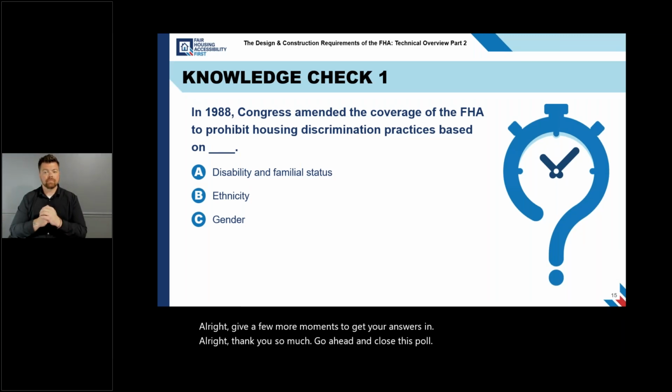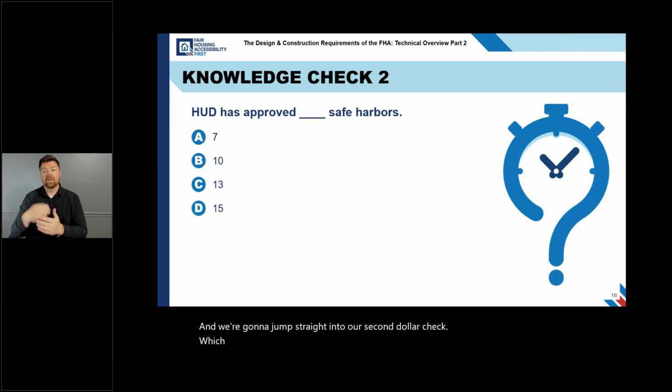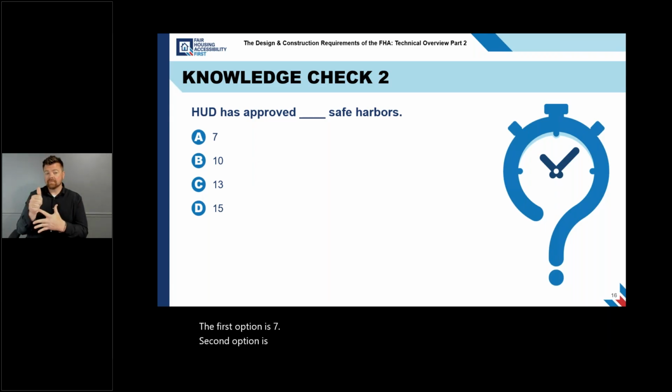And we're going to jump straight into our second knowledge check, which reads, HUD has approved blank safe harbors. The first option is 7. Second option is 10. The third option is 13. And the fourth option is 15. So let's go ahead and launch this poll.